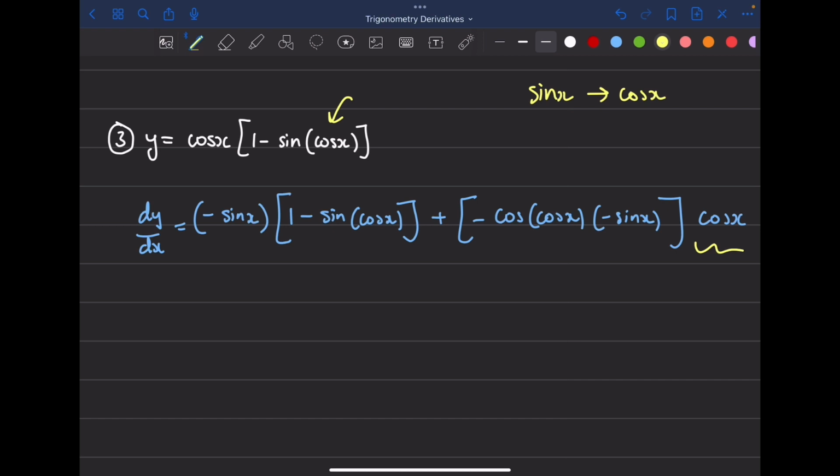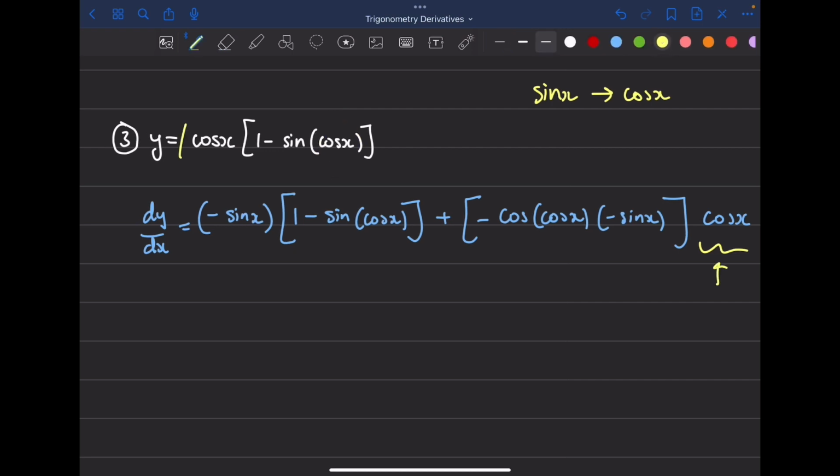So what is the derivative of cosine x? It is negative sine x. So you multiply that by what you have here, and that's how we got this bracket. And then multiplying by cosine x is because that is our first term here as well. So we basically are finished with the derivative.